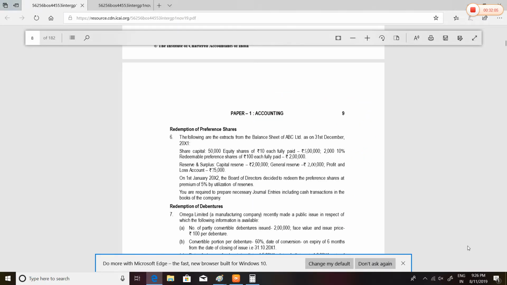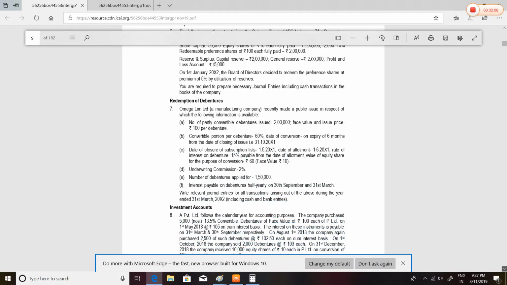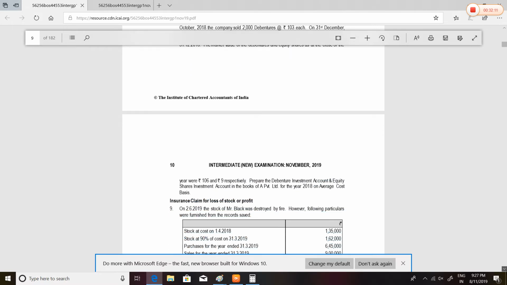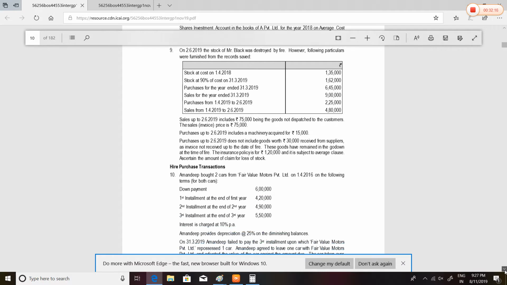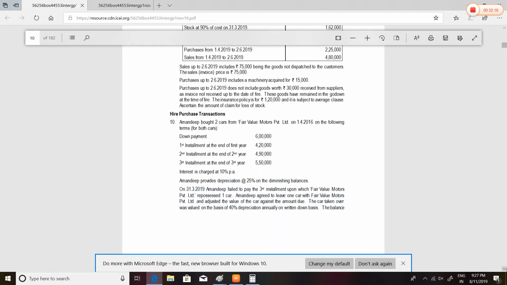Okay, now let's start with question number 10. Hire purchase transactions. Amandeep bought two cars from Fair Value Motors Private Limited on 1st April 2016 on falling terms for both the cars. Down payment 6 lakhs. First installment 4,20,000, second installment 4,90,000, third installment 5,50,000. Interest is charged 10%, 25% is depreciation and diminishing.